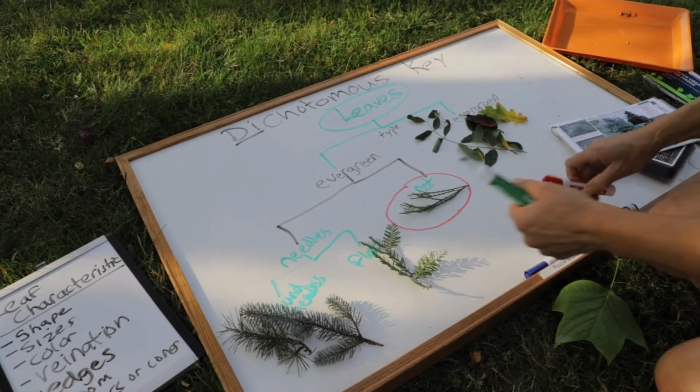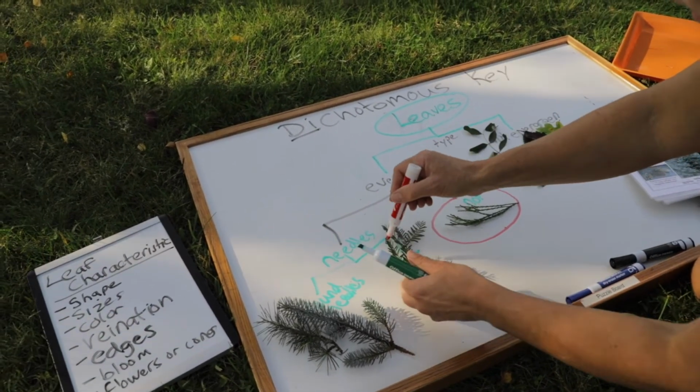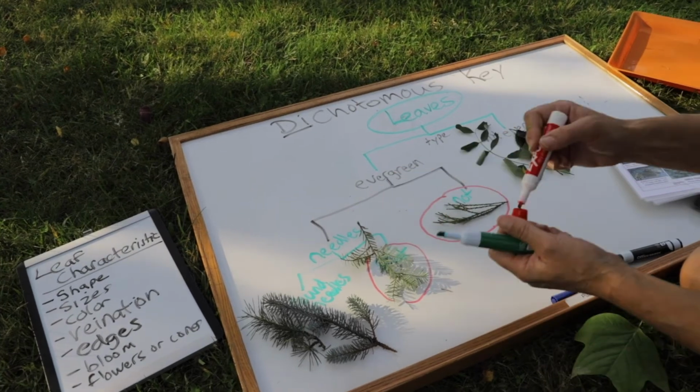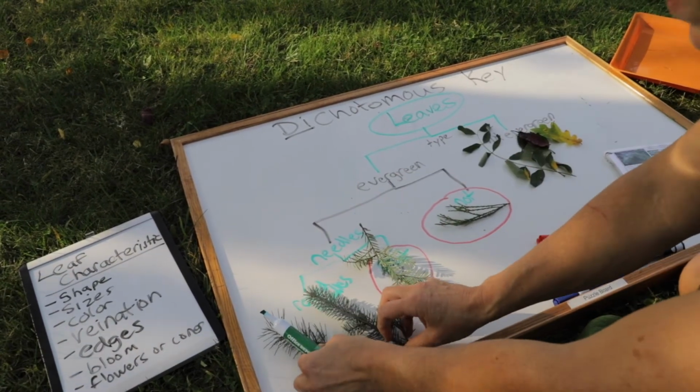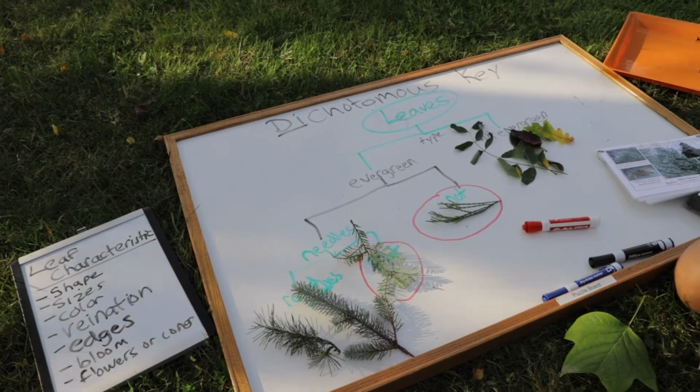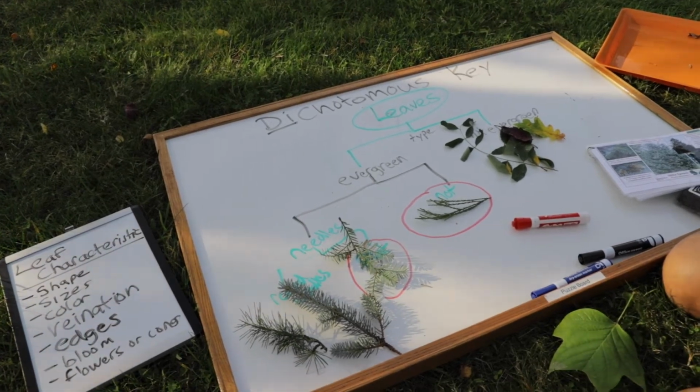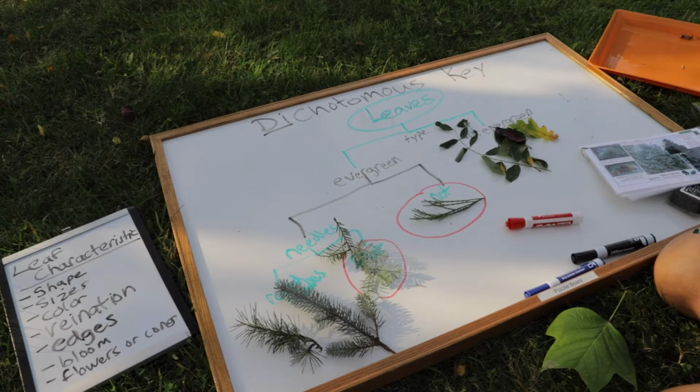Okay. Now this one's by itself, so that means this one is done. We're done with this one. Now we have to think of one more way to divide these, and trying to think of a characteristic we haven't used yet. And I know one we haven't used is color.